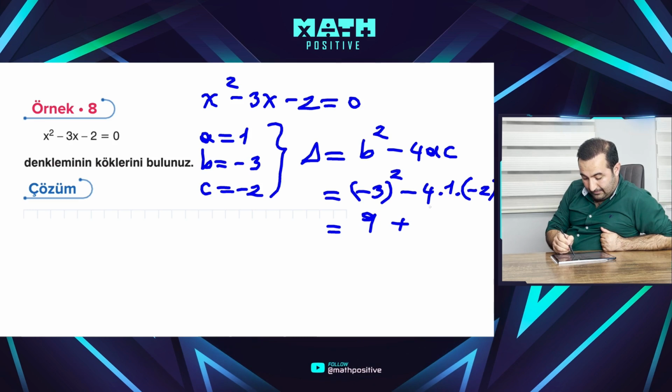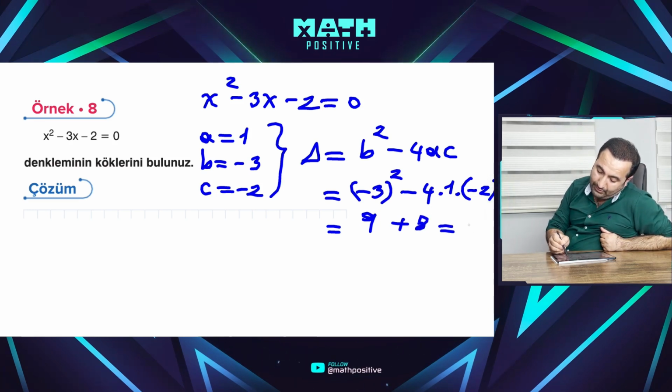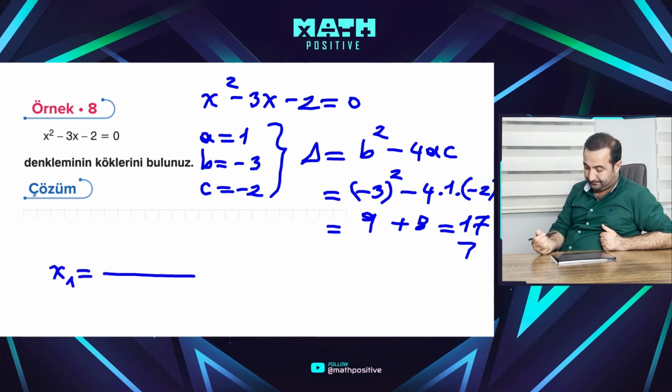Okay, the square of minus 3 equals 9. Here we have 2 minuses, which makes plus. 4 times 2 will be 8. Then our discriminant equals 17.